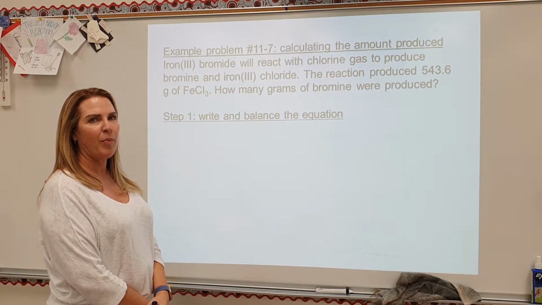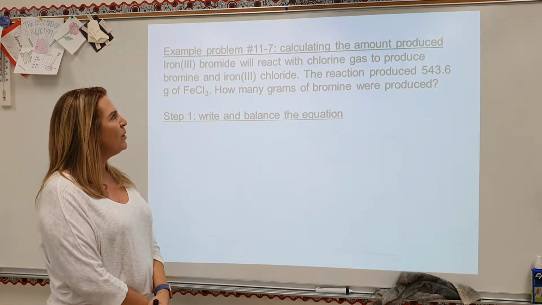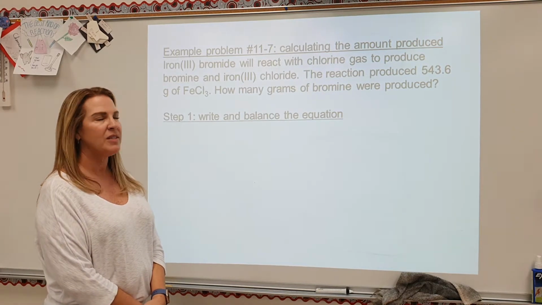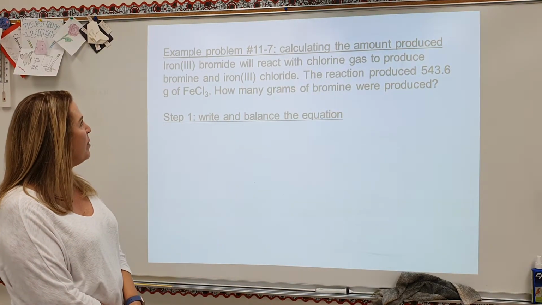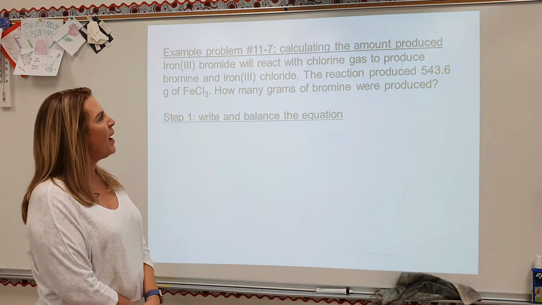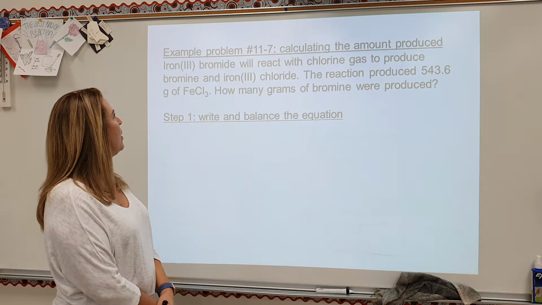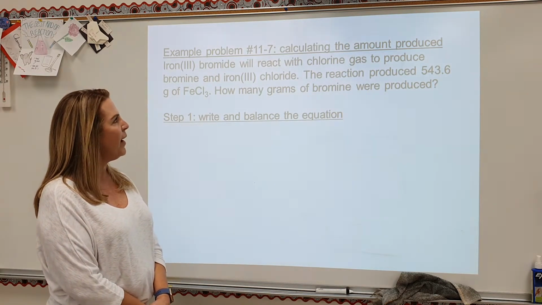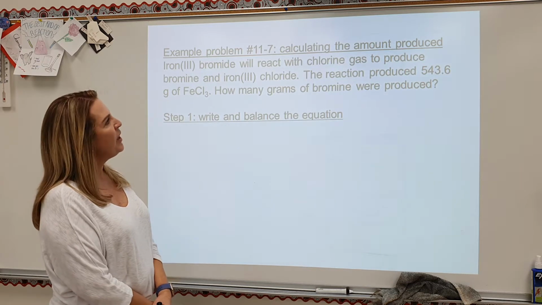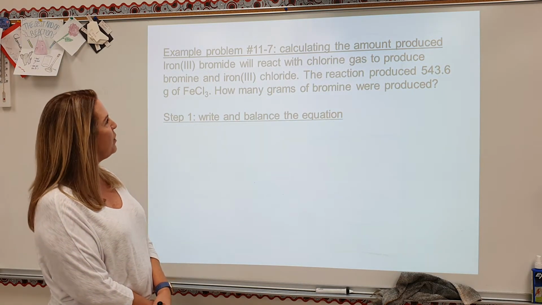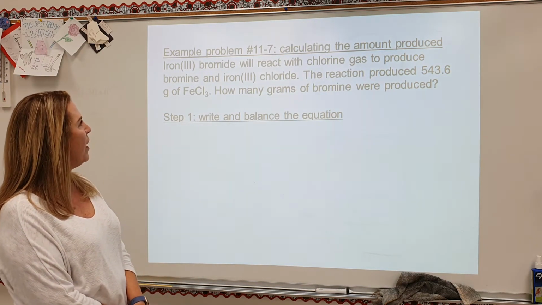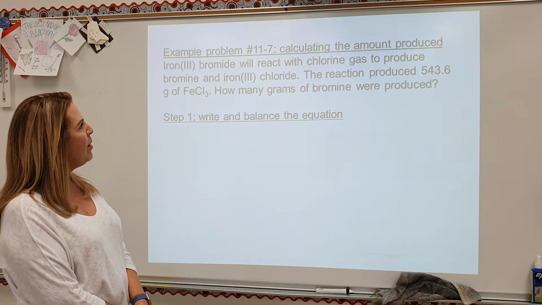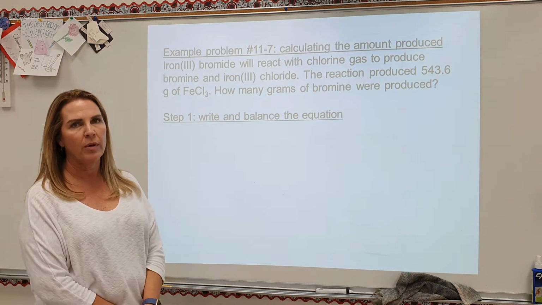Hello, this is part 3 of notes 32. We're covering problem 11-7. The problem is iron 3 bromide will react with chlorine gas to produce bromine and iron 3 chloride. The reaction produced 543.6 grams of iron 3 chloride. How many grams of bromine were produced?